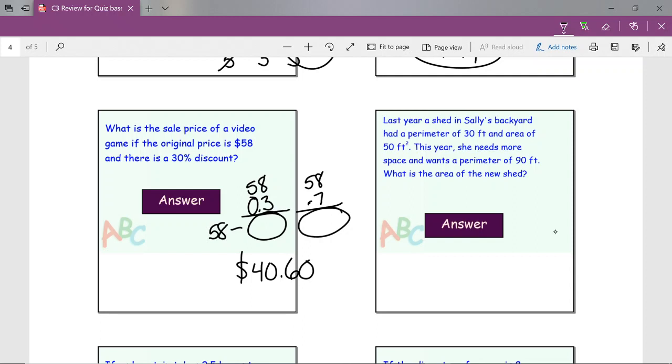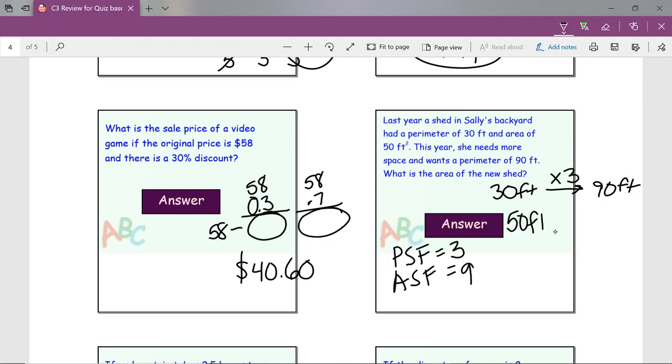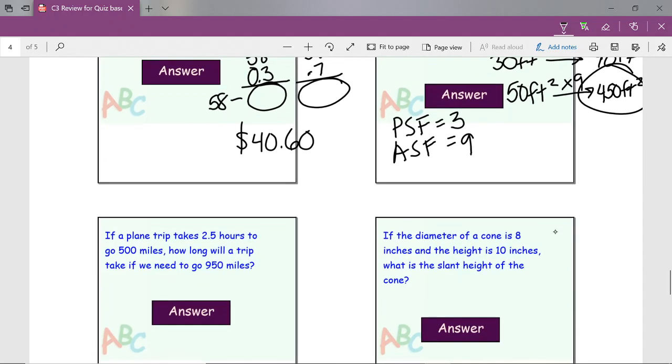Okay, so there's a couple different ways that you can go about this. What I would do is use perimeter scale factors. If I am saying that she had a perimeter before of 30 feet and now it's 90 feet, well, then I must have tripled the perimeter. If my perimeter scale factor is 3, then my area scale factor must be 9. So that I can take that area of 50 feet squared, multiply it by 9 to get my new area of 450 feet squared. That's what I would do. Using those scale factors, it actually makes the problem quite simple.